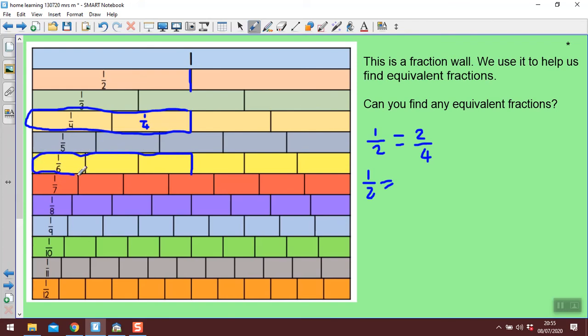What does this represent? 1/6 add 1/6 add 1/6. So it's 3/6. I can follow it all the way down and find some equivalent fractions. I could look at 1/3 and see what's equivalent to 1/3. So follow it down. Look here, a 6th add a 6th. Follow it down. Look, a few 9ths. Follow it down. Look, a few 12ths. So pause the video and try to write down some equivalent fractions.